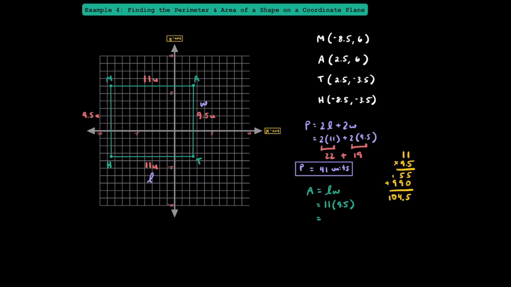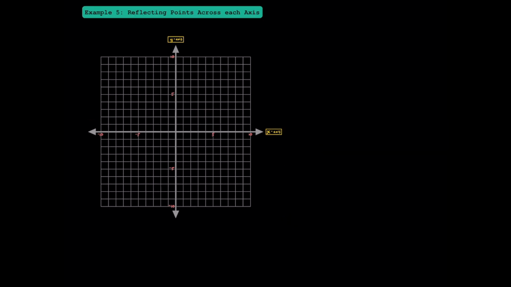11 times 9.5 is going to be 104.5, and this is going to be units squared. If you wanted to see how many little squares are inside this rectangle, there would be 104.5 of them. If you wanted to know how many edge lengths you'd walk along the outside, you'd walk along 41 of them. And here's the final example.